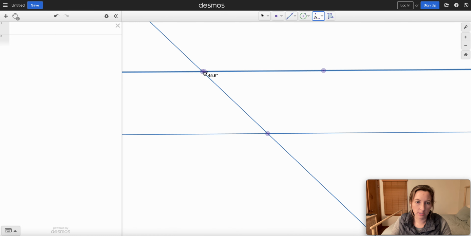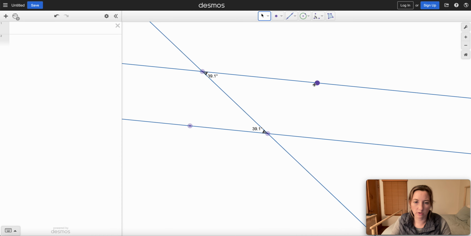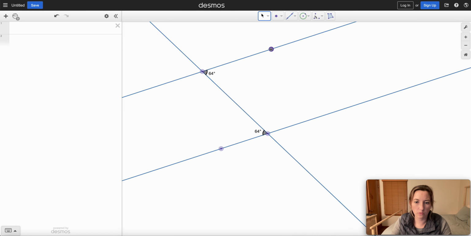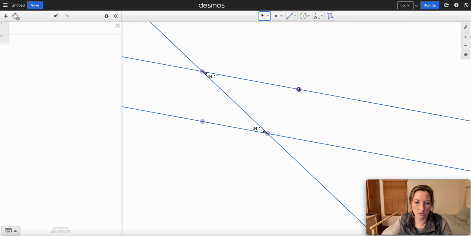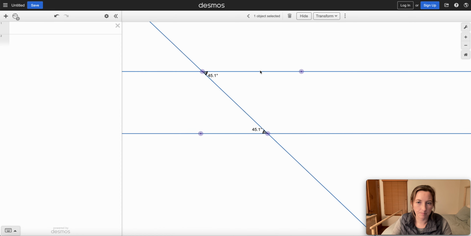So I have an alternate interior angle with another alternate interior angle, and those two should always be congruent. So no matter how I move my lines around, as long as they're parallel, those two angles will always be the same measure. So we're going to call them some special names. We're going to call this one A, and we'll call this one angle D.